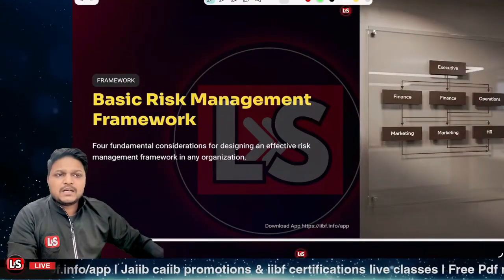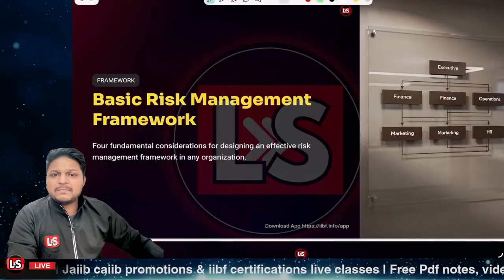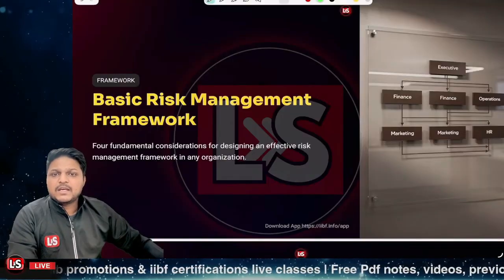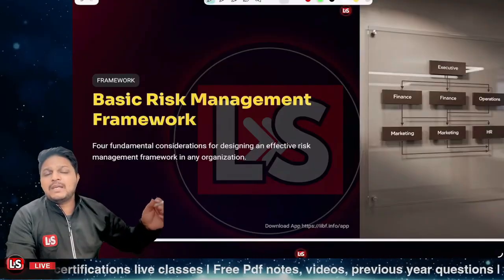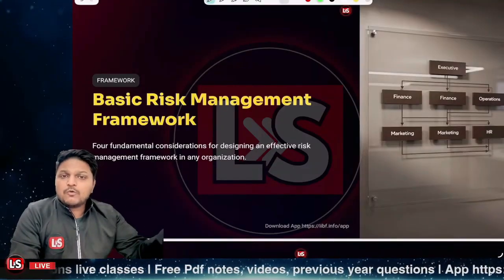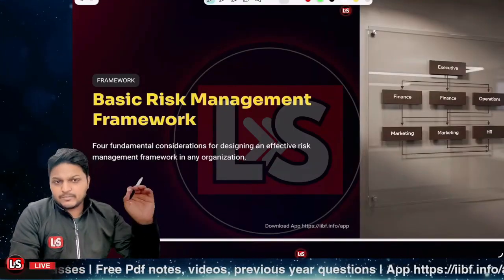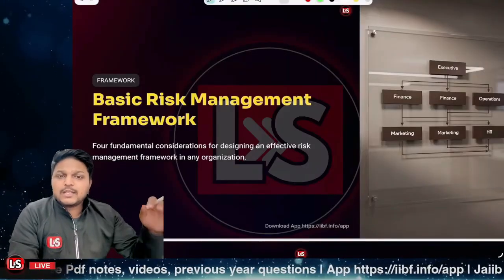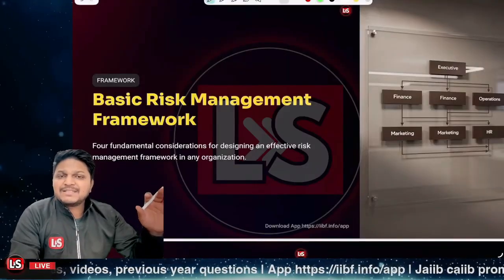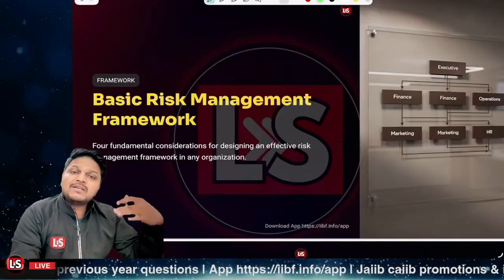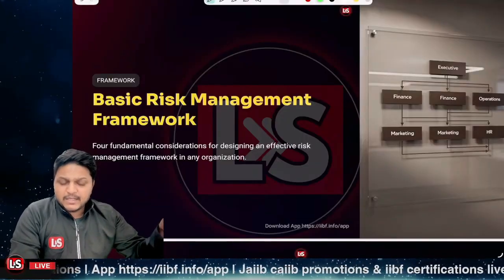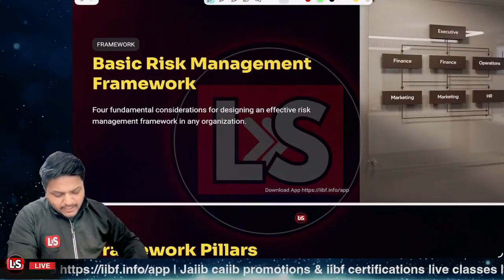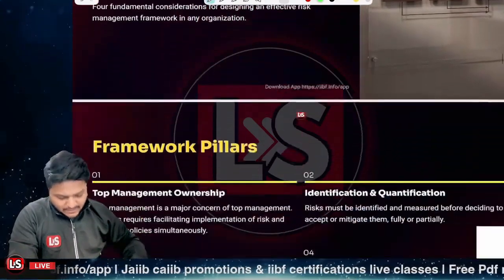Further, it's related to the basic risk management framework. Let's have a look at it, right? When we talk about the basics, it means what things should be taken into account for designing the risk management framework. First of all, the top management has the major concern of managing the risk, and they should be looking into it. Four fundamental considerations should be taken into account.